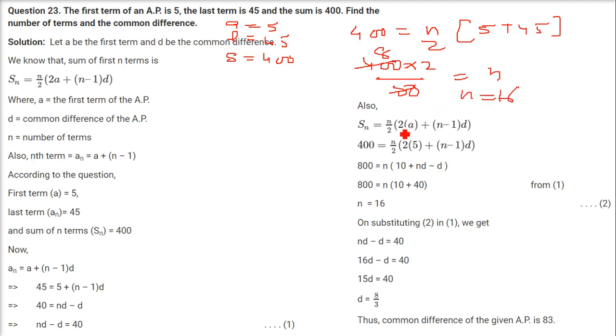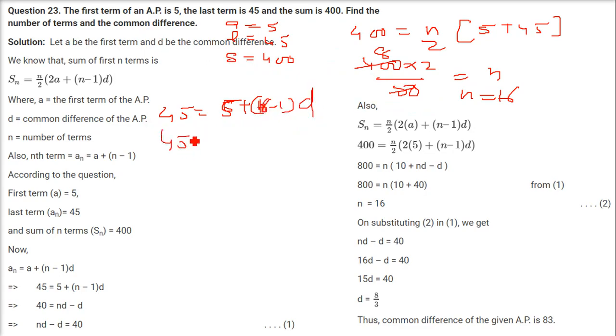Now n is known, right? n is known. We have to find out the common difference. So the last term is also already given. We'll just use the formula, that is, last term 45 will be equal to a, that is 5, plus n minus 1 into d. d is what? d has to be found out. n is known, 16.